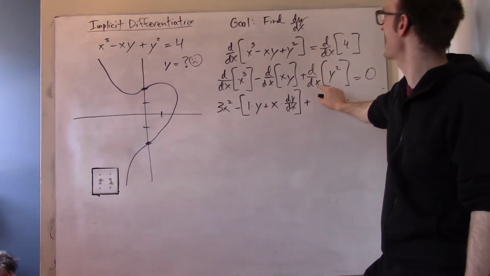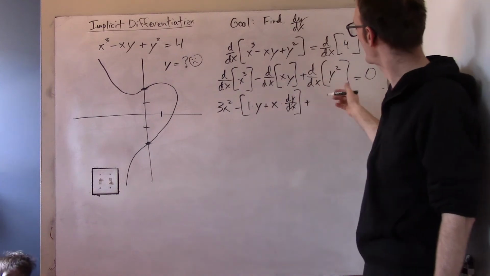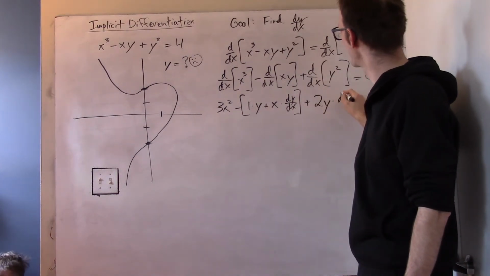I'm taking the derivative with respect to x, and so the derivative of something squared is 2 something.